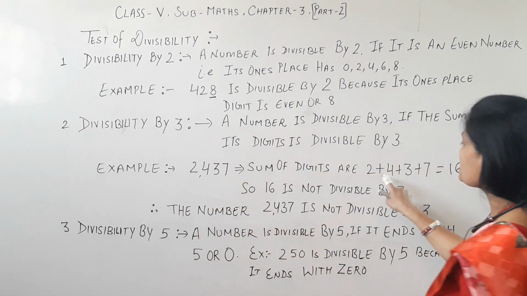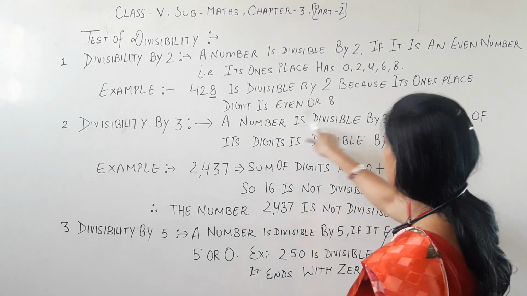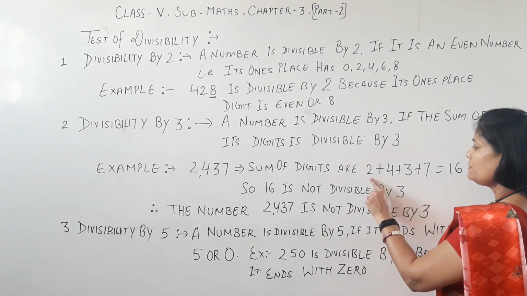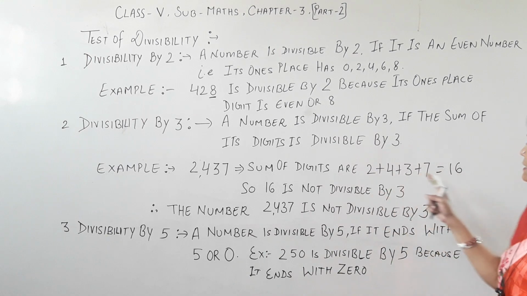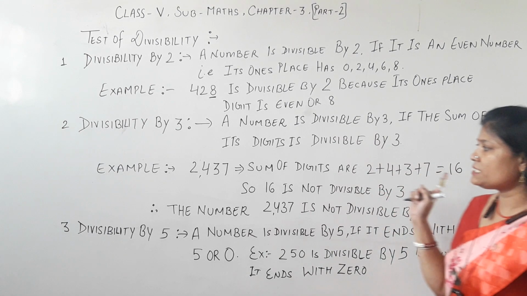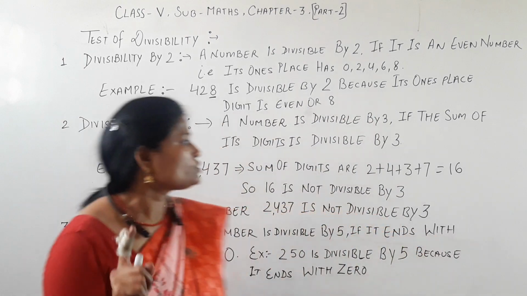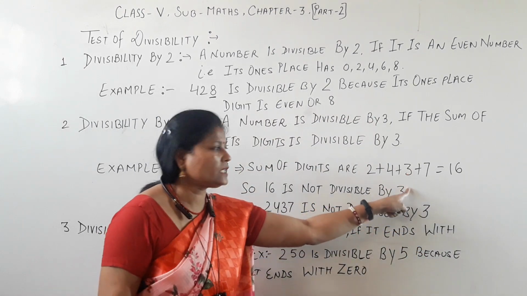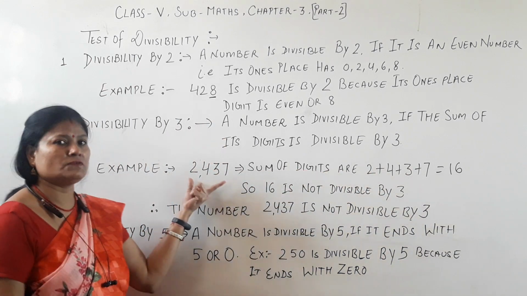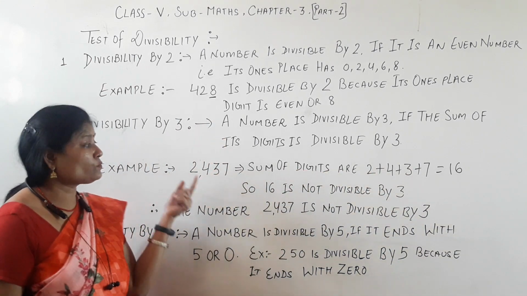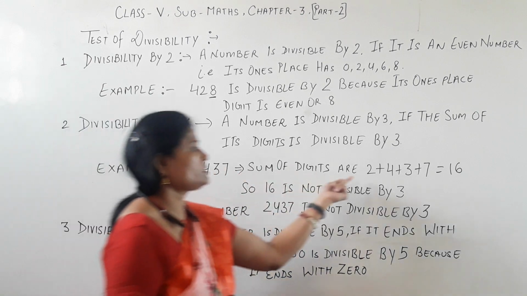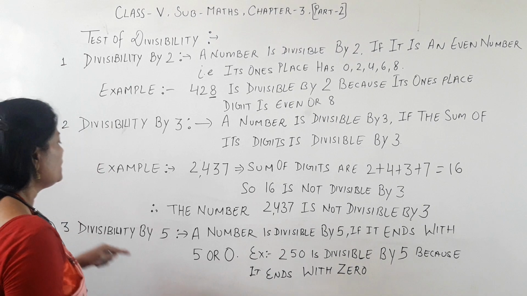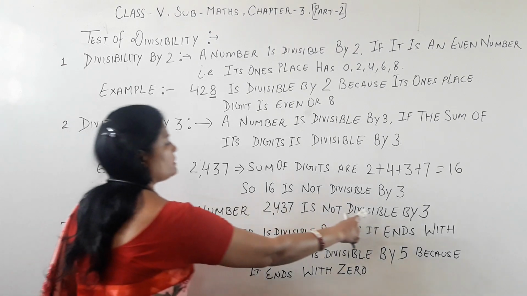And what will we do? Sum, because in the definition it is given that the sum of the digits. While adding all these digits, I get the result 16. But children, 16 is not divisible by 3. It means we can say that this number is not divisible by 3. A number will be divisible by 3 when the sum of its digits is divisible by 3. Okay children? So the number is not divisible by 3.